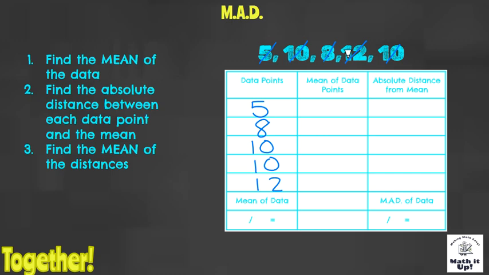I can tell all kinds of things from this data set. I know my range of numbers is 7. I know my mode is 10. I know my median is 10. And now I'm going to find my mean because that's what I really do need for this.